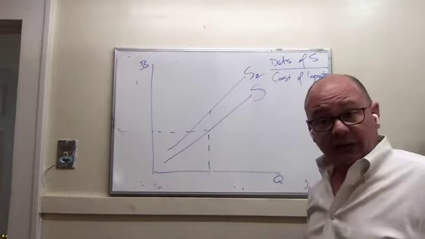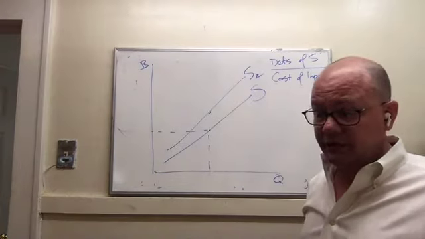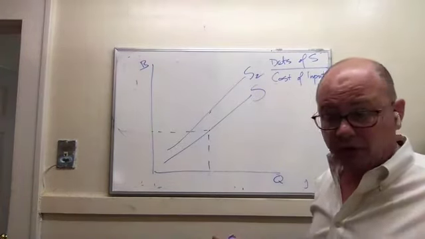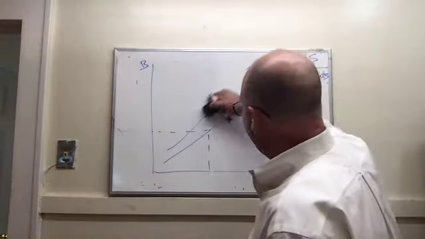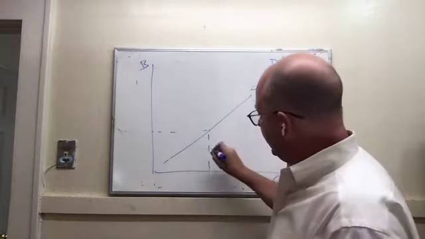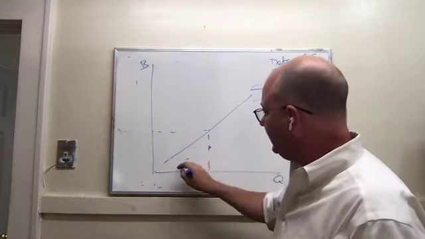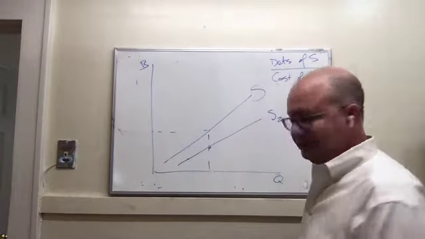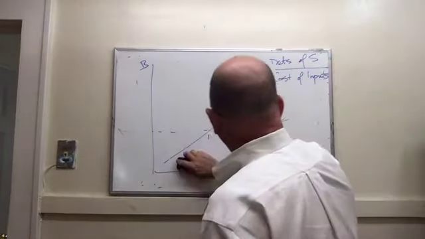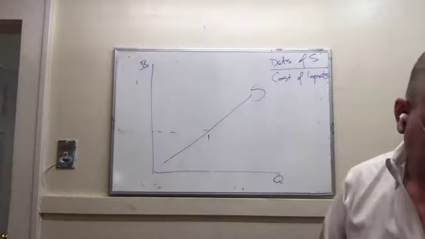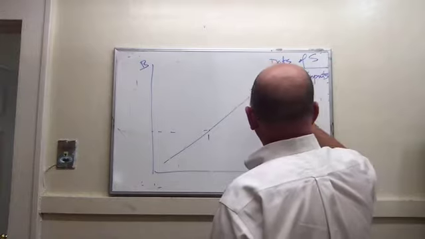On the other hand, if the value of the alternative uses of the time, energy, and resources that go into producing something decreases, then I think about that dot moving down. We have to give you less to produce that unit and less to produce that unit. Okay? All right. Next, cost of inputs.